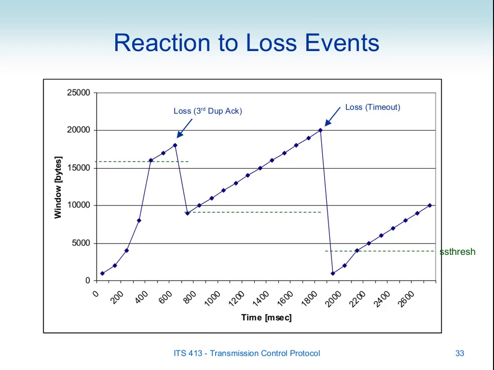Slow start, additive increase, packet loss due to three duplicate ACKs: halve the threshold, and set our window to the new threshold value, and then additive increase. If there's a loss due to a timeout, halve the threshold again, and revert back to the start. Minimum window, slow start, additive increase. So that's the basics of TCP congestion control.